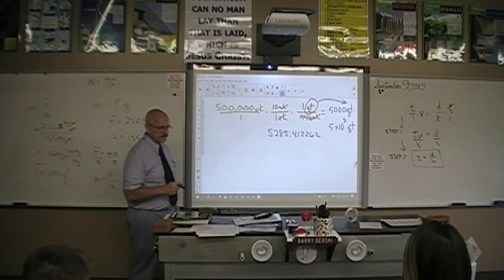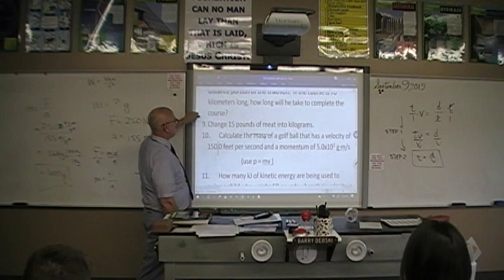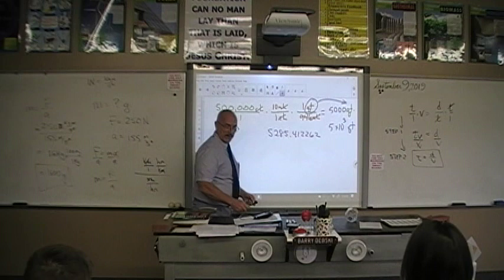Number nine. Is this number nine? No. It's out of place. Number nine, change 15 pounds of meat into kilograms. That's not number nine. That was number four or whatever. I don't know why it's there. I'll leave it there for now.